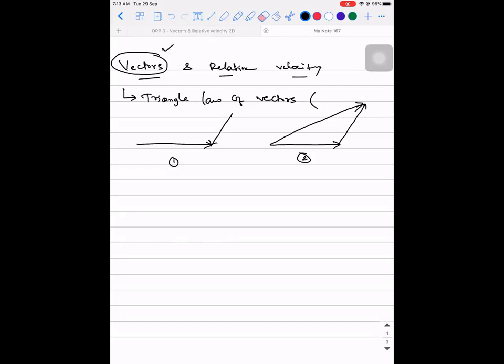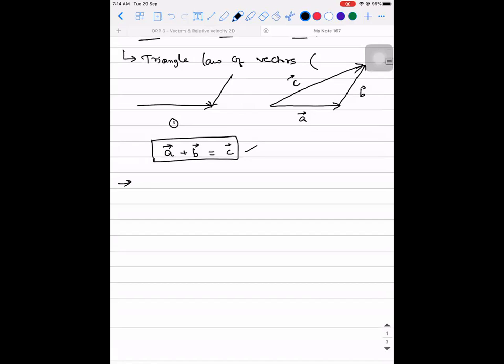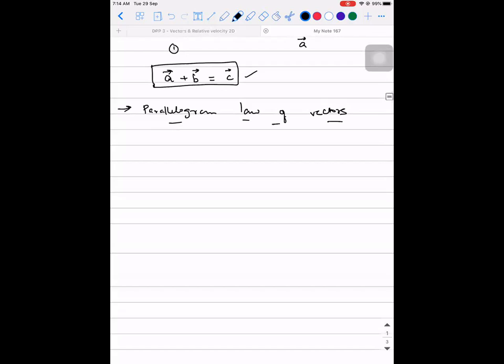So the meaning of it is, you have this as A vector, this as B vector, then this should be C vector, in such a way that A vector plus B vector will be equal to C vector. Accepted? So this is what is called the triangle of vectors, the addition of vectors. Similarly, you have something called the parallelogram law of vectors. So what do we mean by this? So the diagonal.